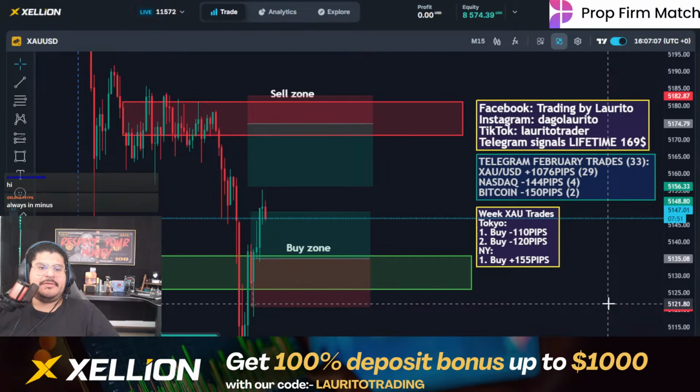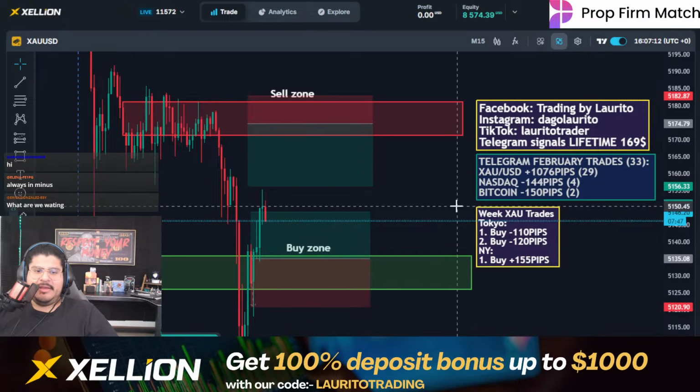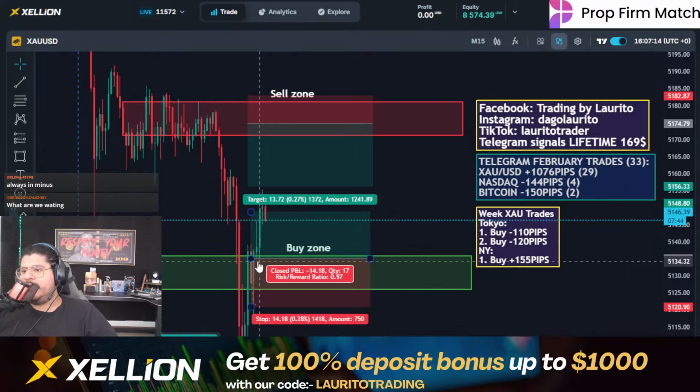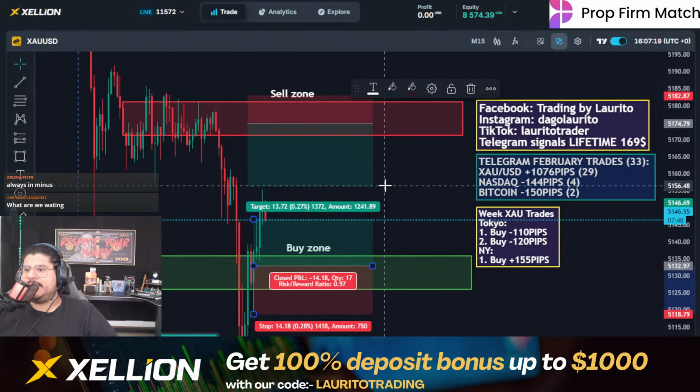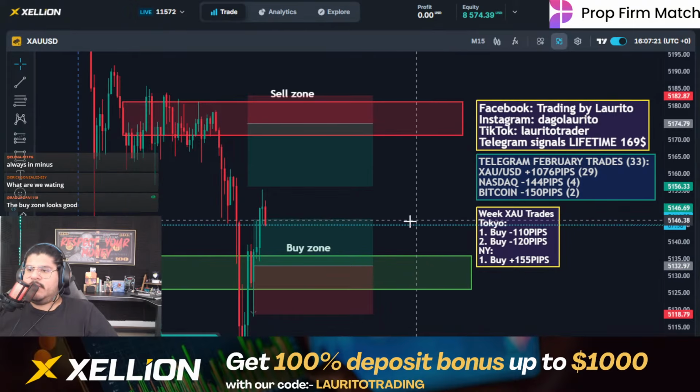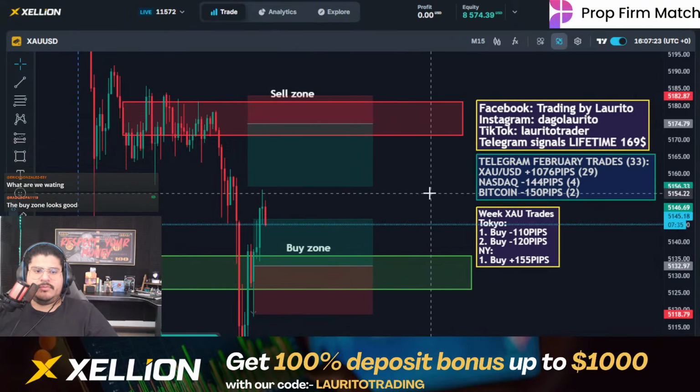Always in minus. That's the thing. But we're waiting. The price must give us here a reaction for the buy zone, to continue the long positions.